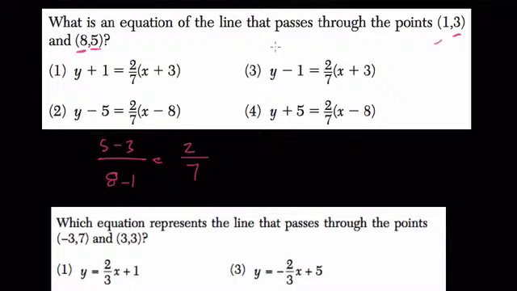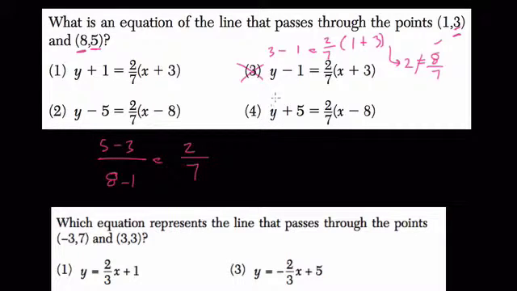Plug in 1 and 3. So here, we'll plug it into choice 3. The number 3 is for y, so 3 minus 1, does that equal 2/7 times 1 plus 3? So x plus 3. So 1 plus 3 is 4. 4 times 2/7 is 8/7, and 3 minus 1 is 2. So we get 2. Does that equal 4 times 2/7, 8/7? No, it does not. So that's not an option there.